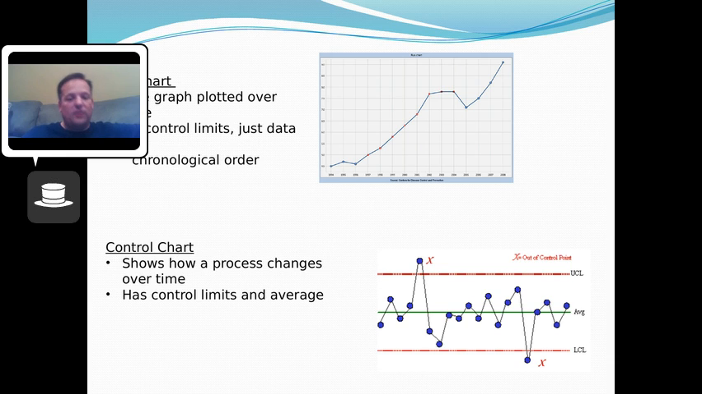Moving to the other one, the control chart shows how a process changes over time, and it has control limits and an average or a mean. The green line across the center here is the average or mean, and then you'll see on the top red line is the upper control limit, and the bottom is the lower control limit. Each of them has a data point outside of the control limits, which could be used in a data collection type, or if you're trying to find a tolerance, could be used in any form that way.